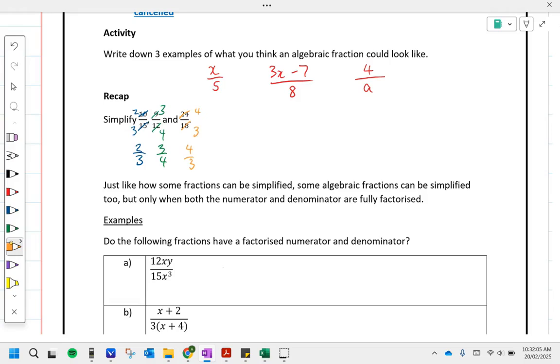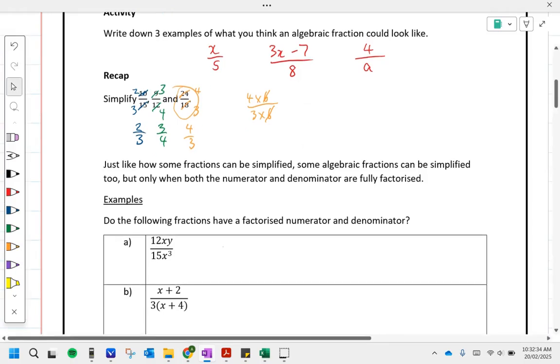Now, just like how some fractions can be simplified, some algebraic fractions can be simplified too, but only when the numerator and the denominator are fully factorized, meaning it's something times something. So when we have a look at this 24 over 18, for example, 24 is technically 4 times 6, and 18 is technically 3 times 6. The 6's cancel, and that's how we get 4 over 3. But only because it's times for both, top and bottom.